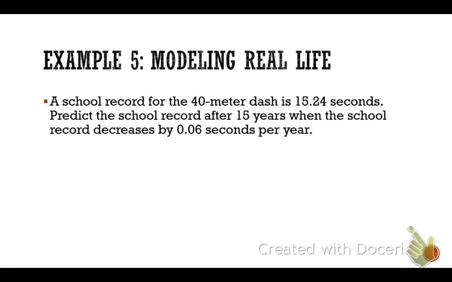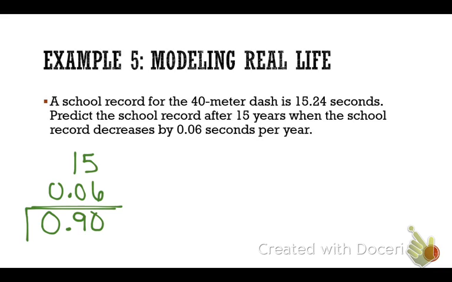Okay? If the same amount is happening, so 15 times 0.06 would give me 90, and then there are 2 decimal places. All right, so this is my answer, right? 0.9 is my answer, right? No. Is that what it was asking? No. Okay, so I know that the record has decreased by 0.9 seconds.